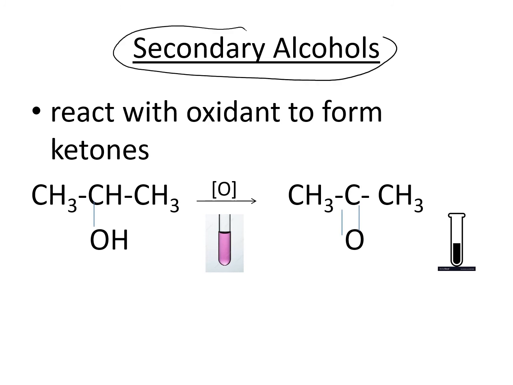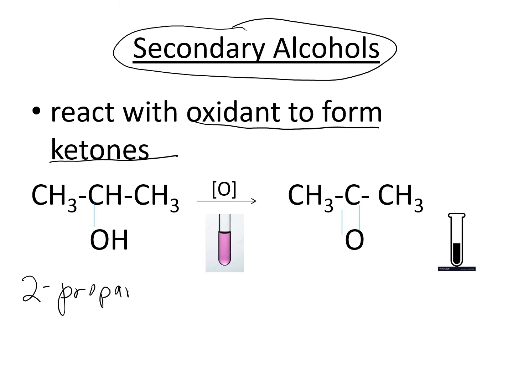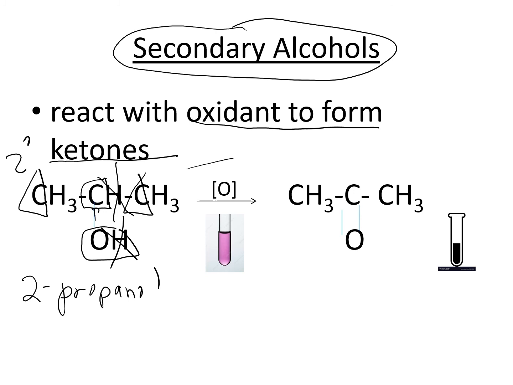Secondary alcohols will react with an oxidant to form ketones. So here we have 2-propanol. This is a secondary alcohol because the alcohol is attached to a carbon that is attached to two other carbons. Our secondary alcohol undergoes oxidation by losing two of these hydrogens, and it forms the ketone.